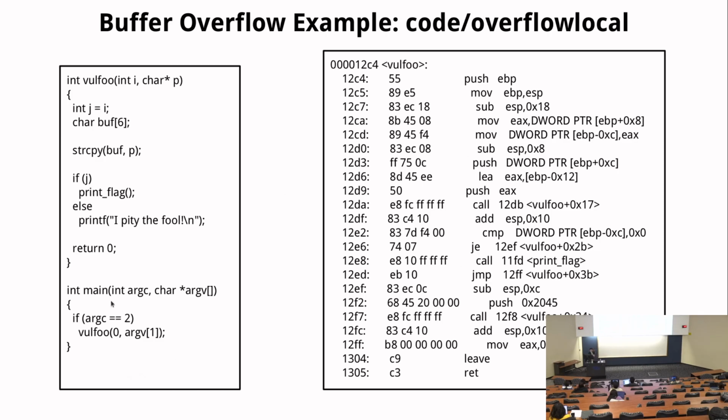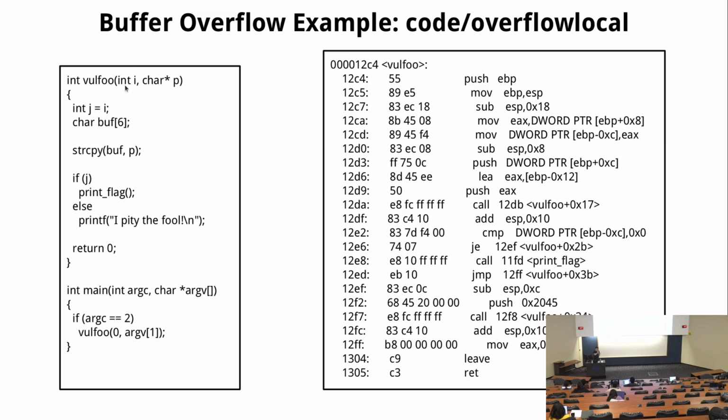Here we have the main function. It takes 2 arguments. Then it will call vulfoo. Vulfoo is a vulnerable function. The first argument is hard-coded, just 0. The second argument is taken from your command line arguments. So whatever you input in the command line eventually will be passed to vulfoo.